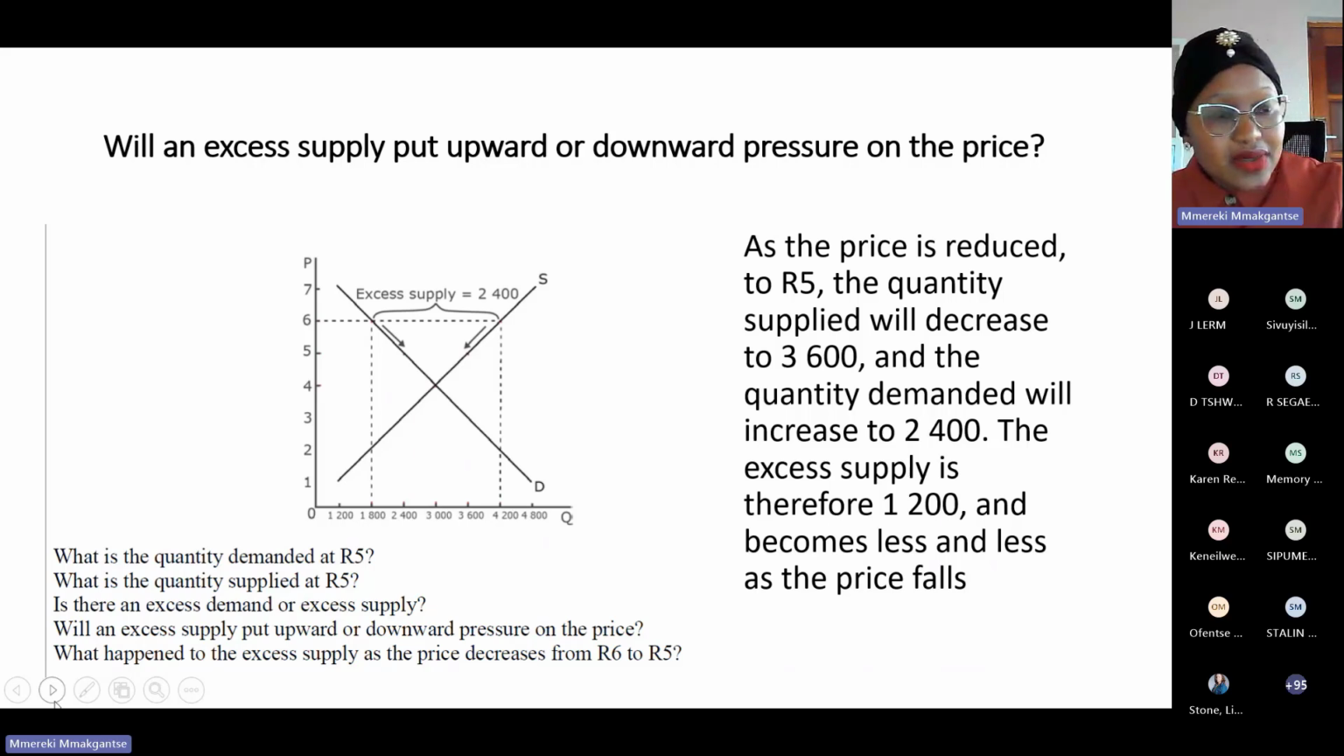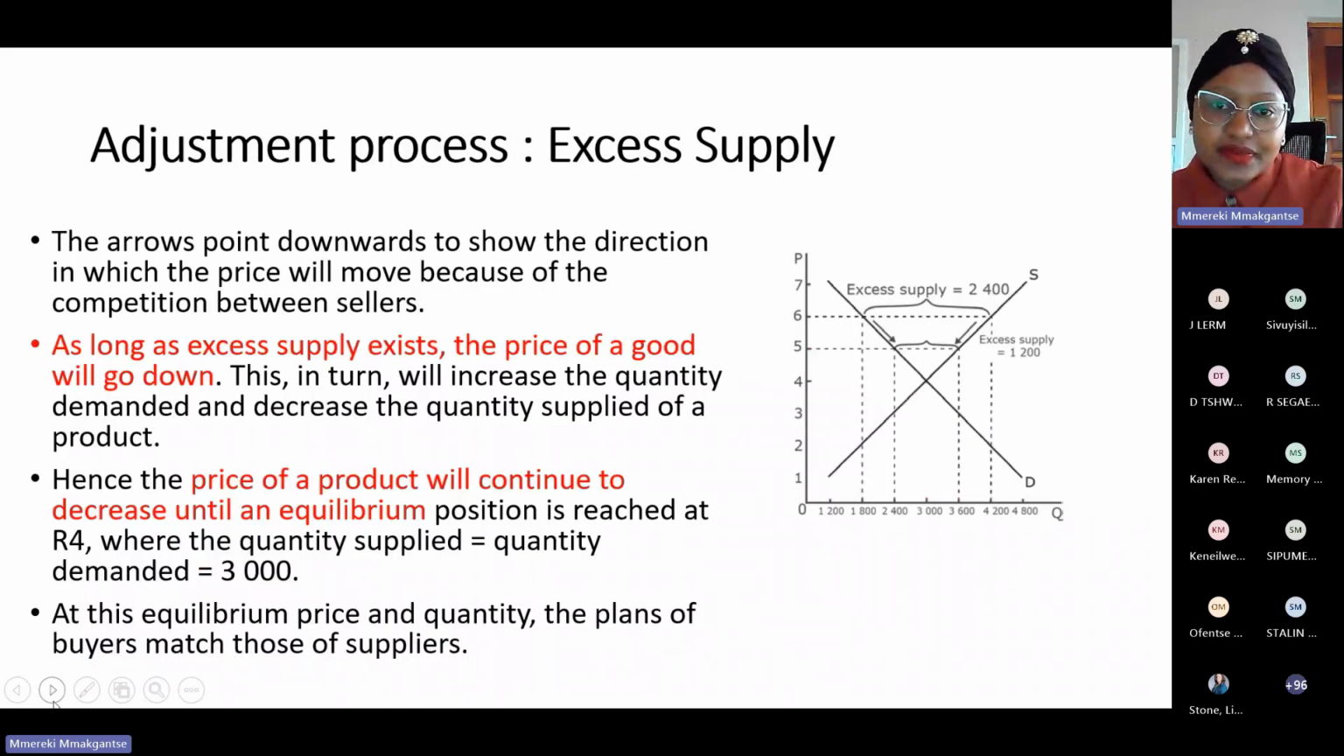It's the same example. You will do it on the side. I'm looking at the time. Please do it. We already did a similar one. It's just now looking at R5 instead of R6.